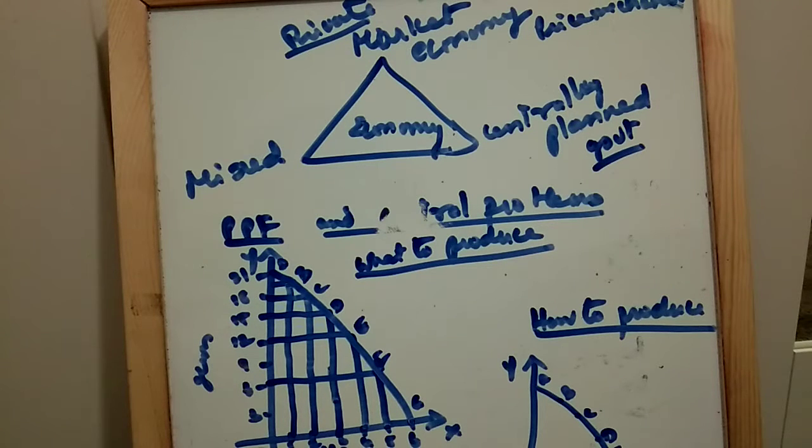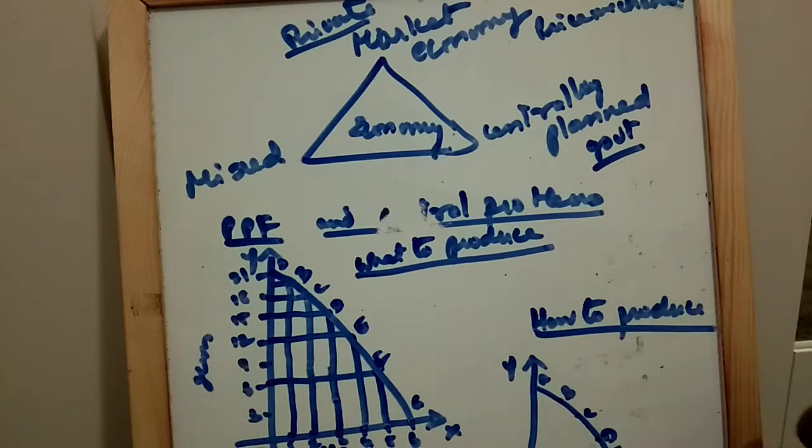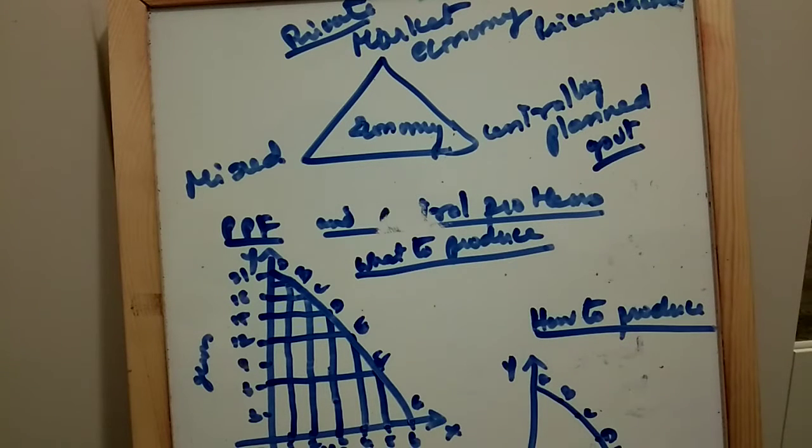Now next, in the other diagram you find this. Here the PPF explains how to produce. So what is how to produce? Here the PPF helps in explaining whether the technology used is efficient or not. If the technology is used efficiently, then you find more production. At the point where inefficient technology is employed, you find less production.